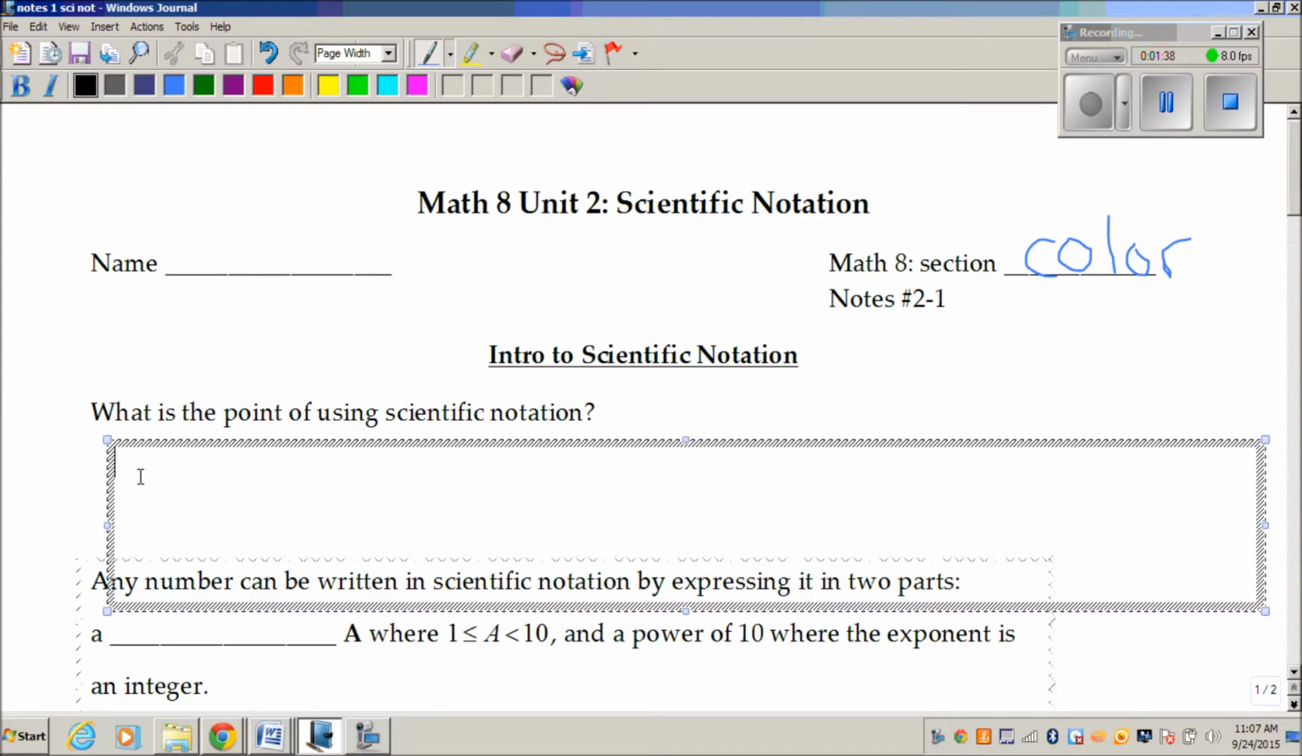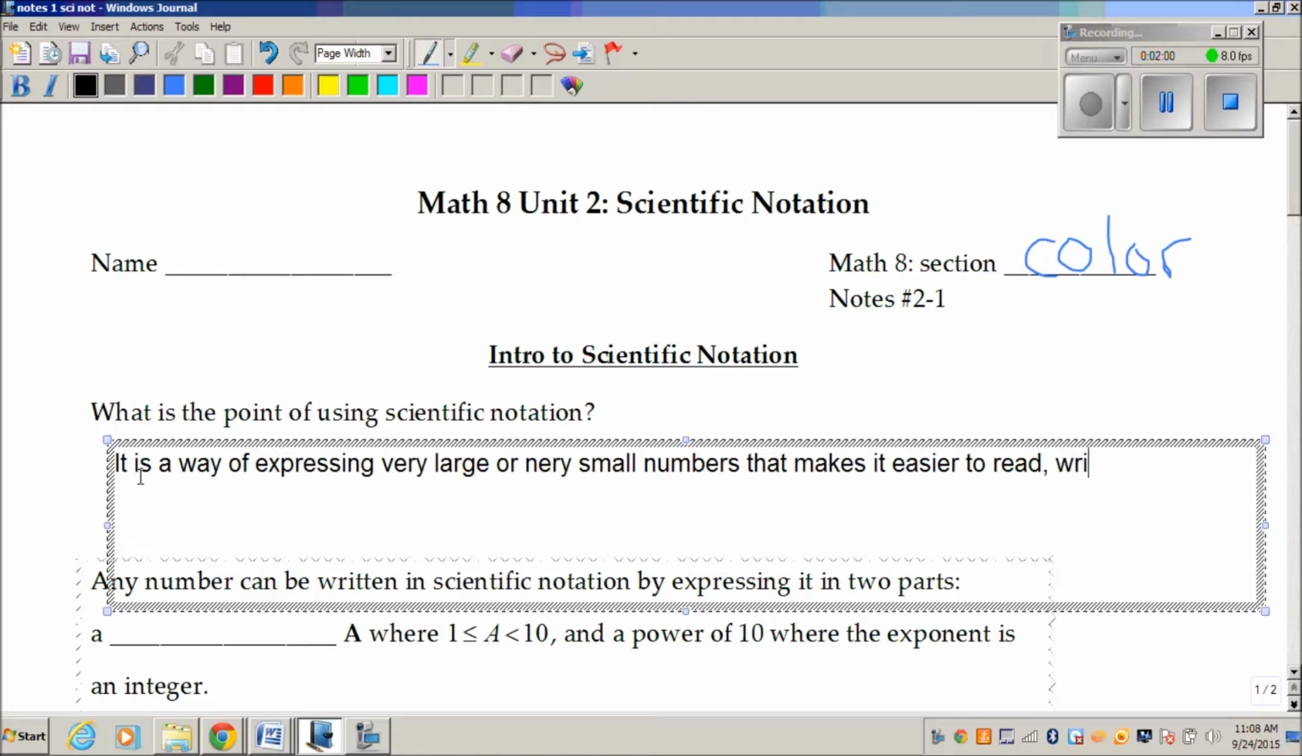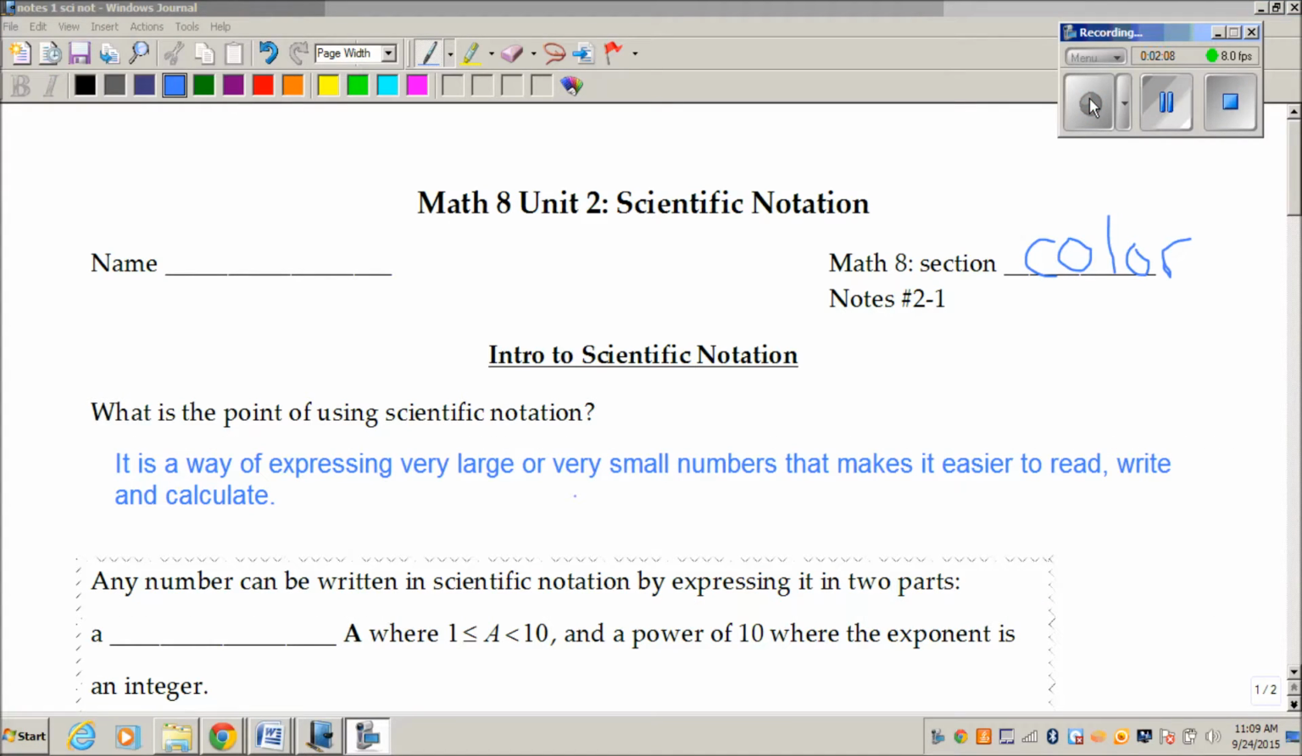So scientific notation is a way of expressing very large or very small numbers that makes it easier to read, write, and calculate. Okay, so you can take a minute to write that down. So when we have very, very large numbers, it's inconvenient to be writing all those zeros, or if you have a very small number. So it's just easier to handle those large numbers.